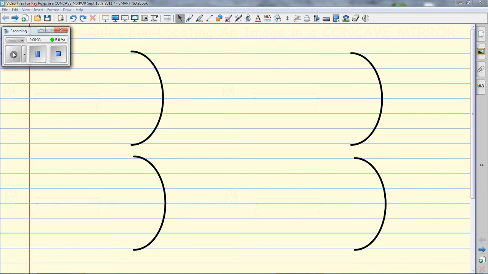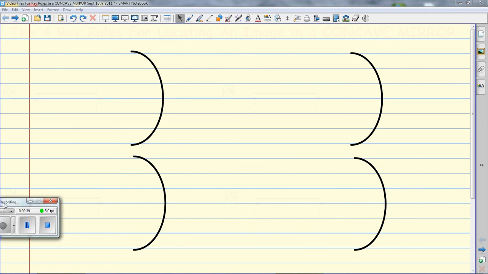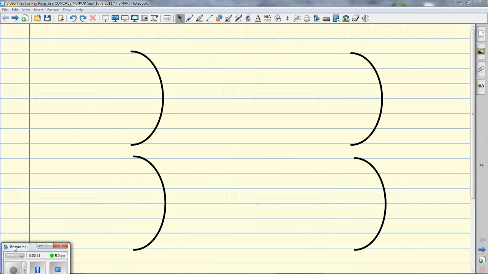So let's begin. The goal of this particular tutorial, number one, is to allow you to be able to determine the location and characteristics of an image by using the 4 ray rules. And so let's begin. I've got already prepared here a concave mirror.